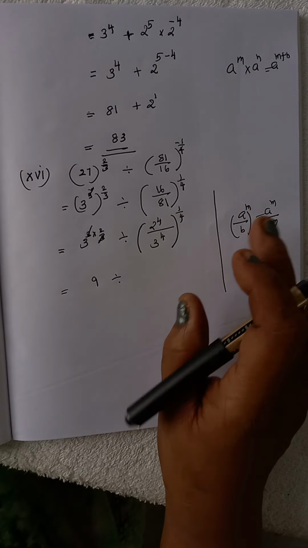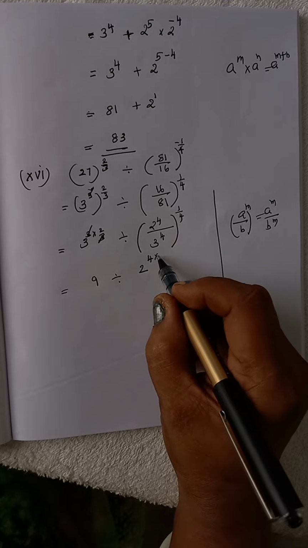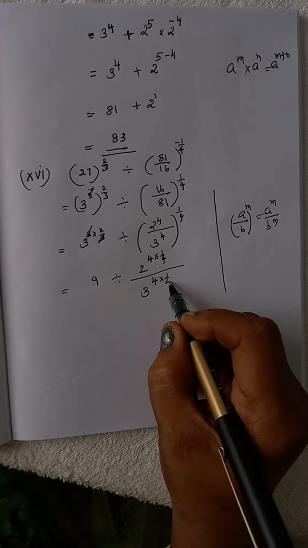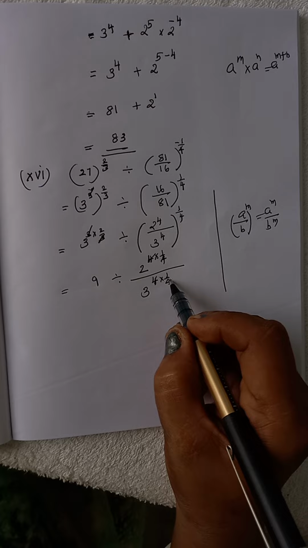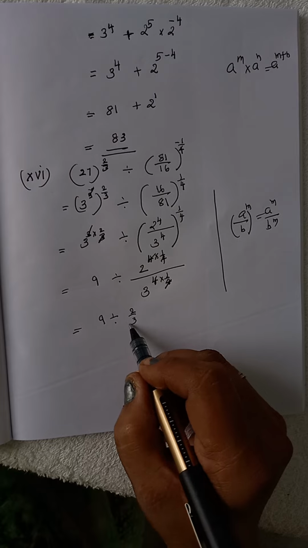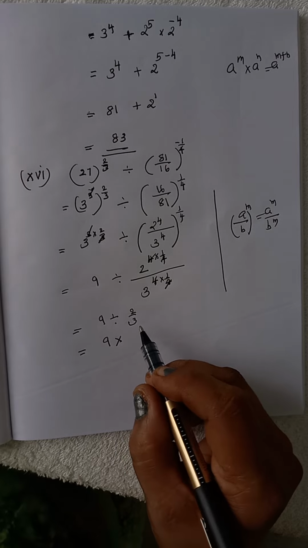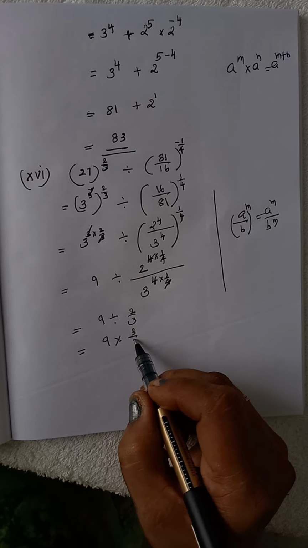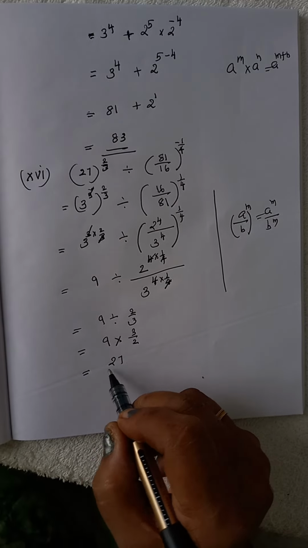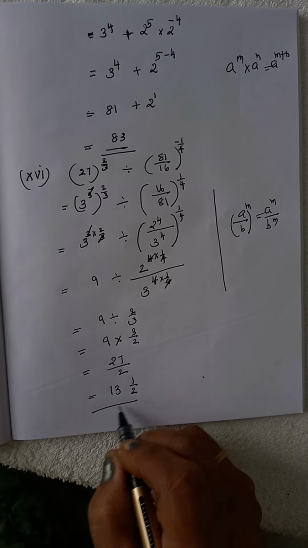Then we can apply this rule. So 2 raised to 4 into 1 by 4 by 3 raised to 4 into 1 by 4. Here 4 and 4 can be cancelled, 4 and 4 can be cancelled. So this is equal to 9 divided by 2 by 3. This is equal to 9 into, division is the inverse of multiplication, so into 3 by 2. This is equal to 9 into 3 is 27 by 2. That is 13 and 1 by 2.